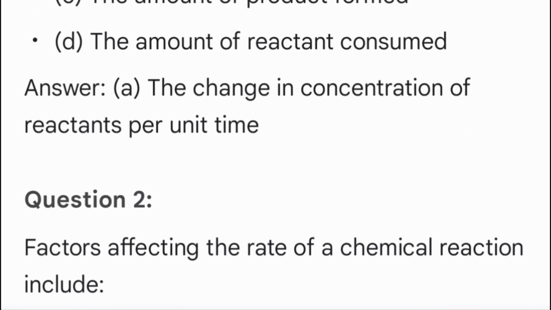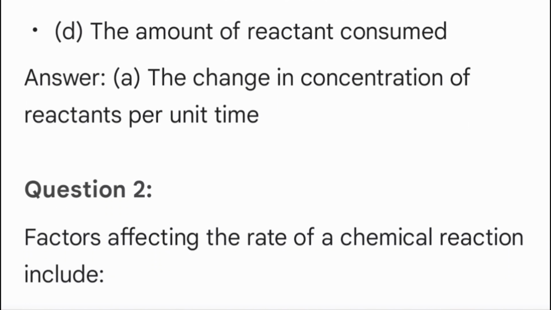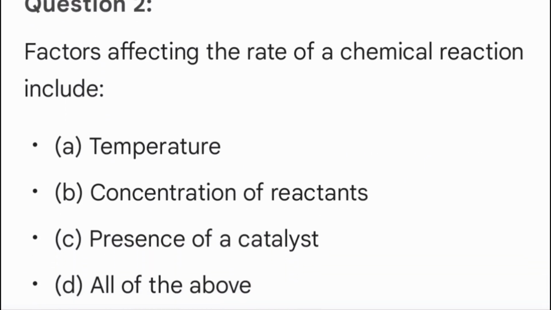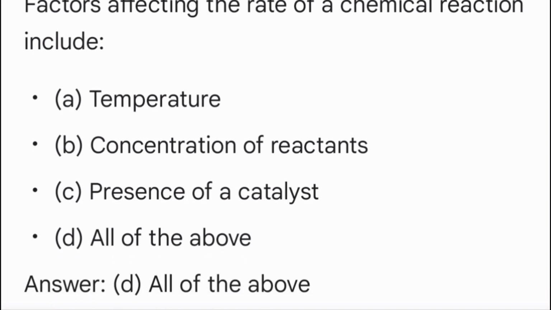Question 2. Factors affecting the rate of a chemical reaction include A. Temperature. B. Concentration of reactants. C. Presence of a catalyst. D. All of the above. Answer. D. All of the above.